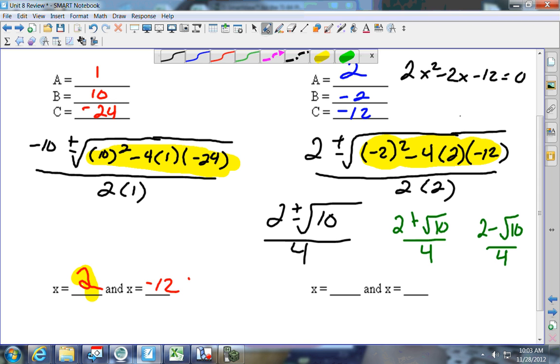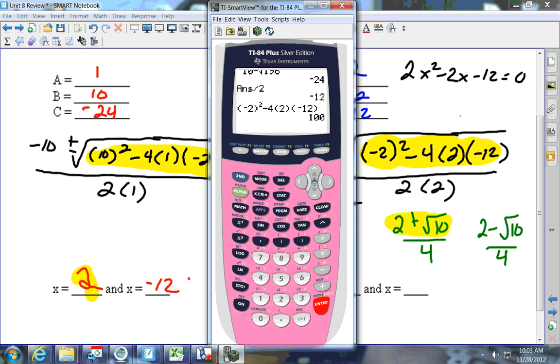Again, you cannot put the whole thing in that calculator. Do the top part first, then divide by 4. So I'm going to come over here. Put 2 plus the square root of 10. Press enter. Divide by 4. One of my solutions, you're going to want to round to the nearest hundredth. So I've got 1.29. I did it wrong? What did I do wrong?